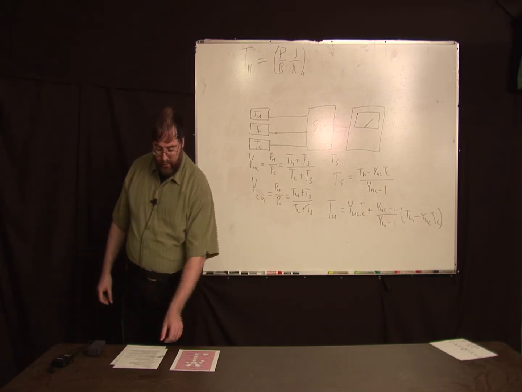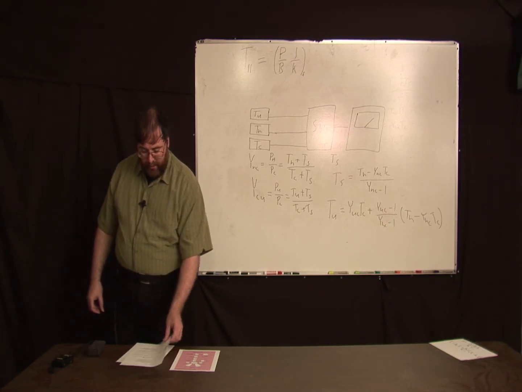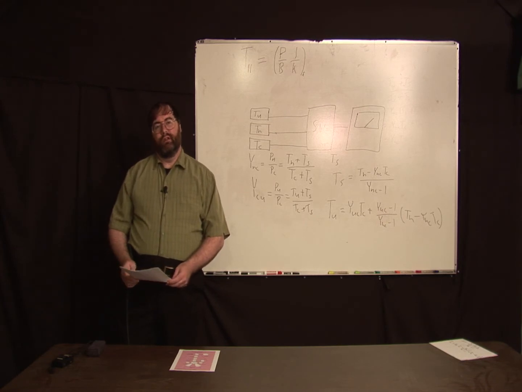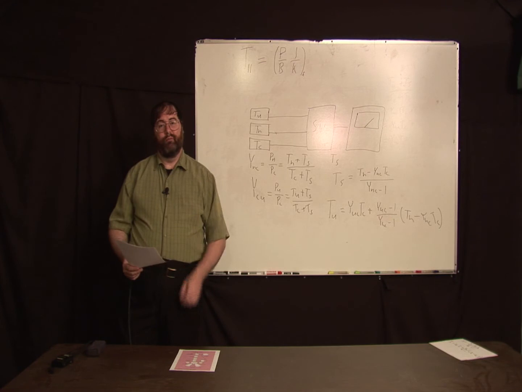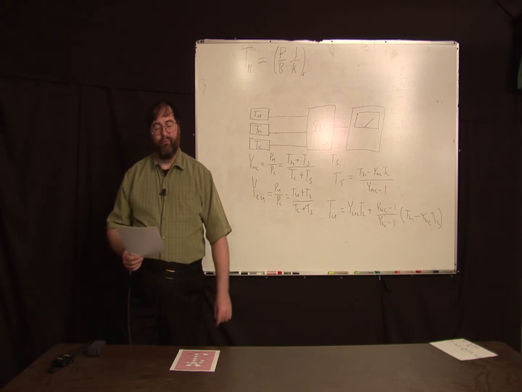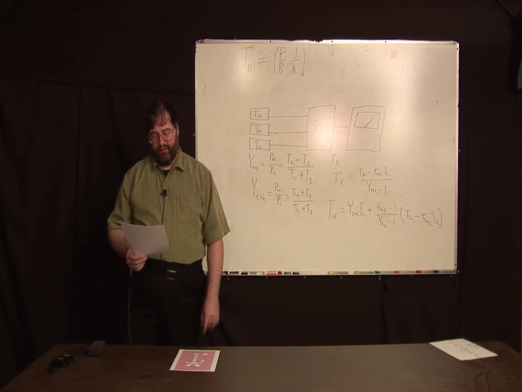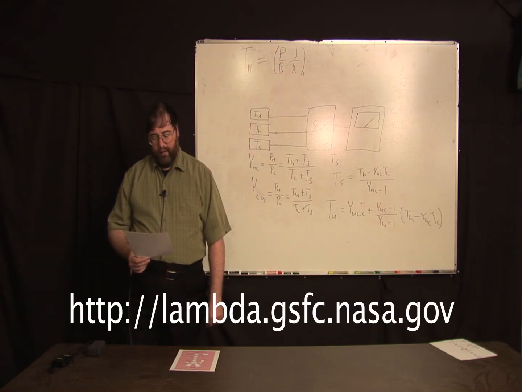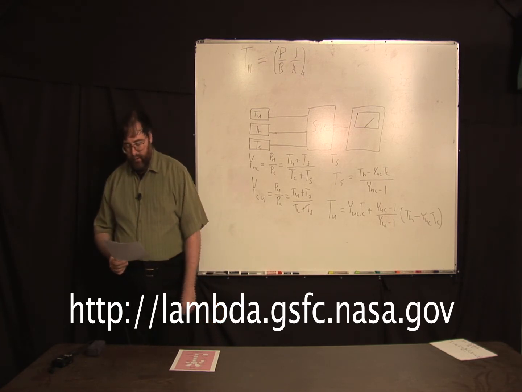Okay, so satellites have been used to measure the anisotropy in the cosmic microwave background. And in fact, most of the information that we're going to talk about for the rest of this episode can be found on the website lambda.gsfc.nasa.gov.